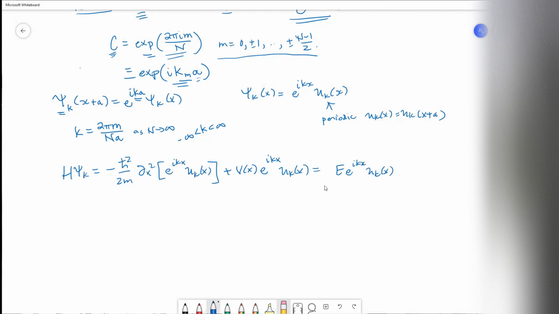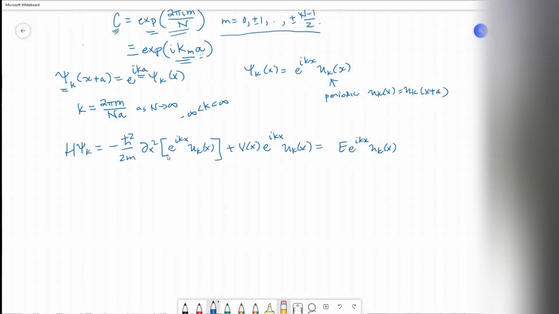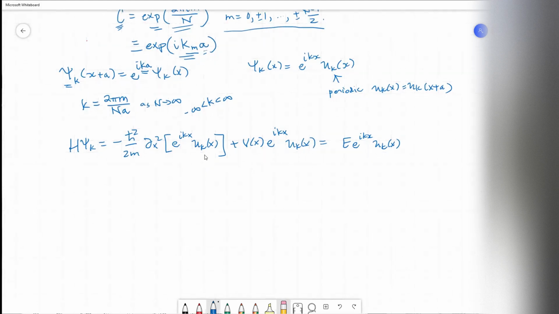And so what happens here, right? What happens is these 2 derivatives hit both the e to the i kx and the u_k. Hit both of these things. So what you get is minus h bar squared over 2m. And here you get minus k squared u_k. I'll drop the function of x, it should be obvious. Plus, I'm going to factor out this e to the i kx business.